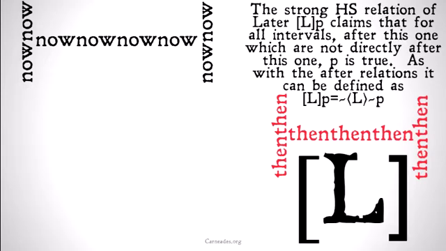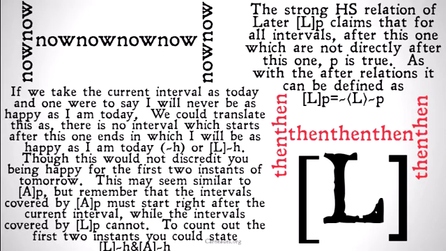Similarly, the strong relation is going to be defined as: for all intervals after this one, which are not directly after this one, P is true. As with the after relations, it can be defined as all strong and weak operators are defined. If we take the current interval as today, for example, and one were to say, "I will never be as happy as I am today," we could translate this as: there is no interval which starts after this one in which I will be as happy as I am today, or L, not H.